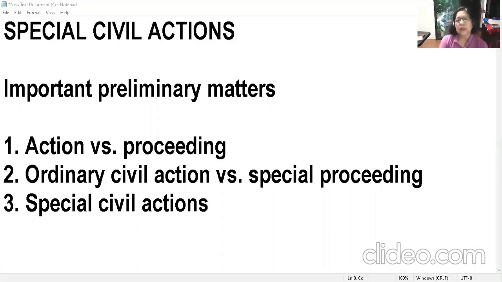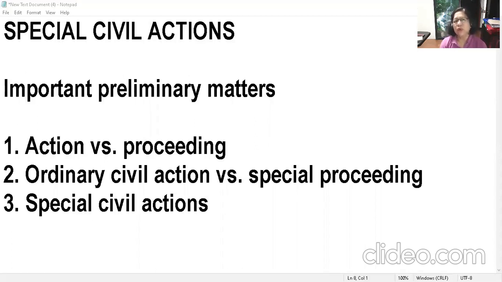Okay. Kadalasan na pagbabaliktad ng mga lawyers and even law students, no, ang ibig sabihin ng action at saka proceeding. Now, we have to be very technical about this, especially because you are law students and you'll be taking the bar. You have to be very careful about using the terminologies because the terminologies dictate your understanding of the concepts. So may pagkakaiba ang action versus proceeding.